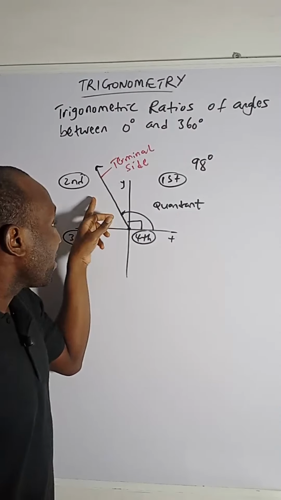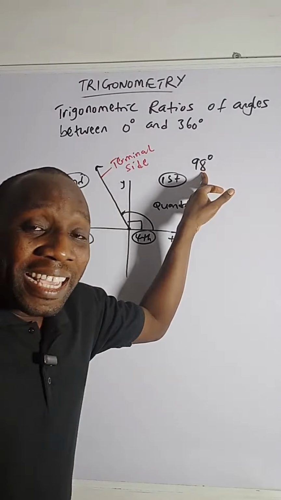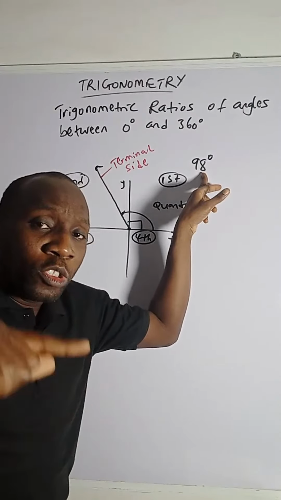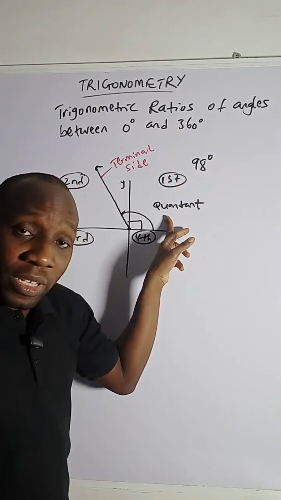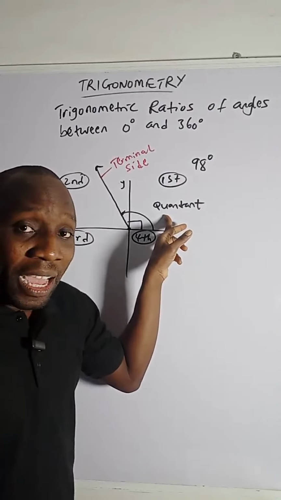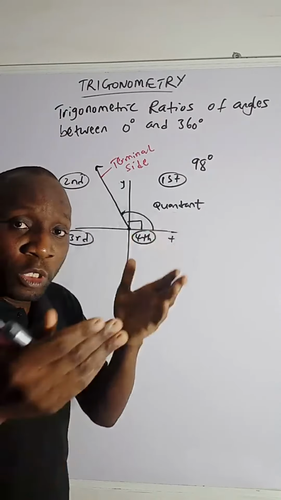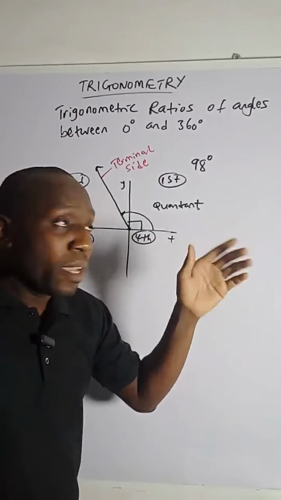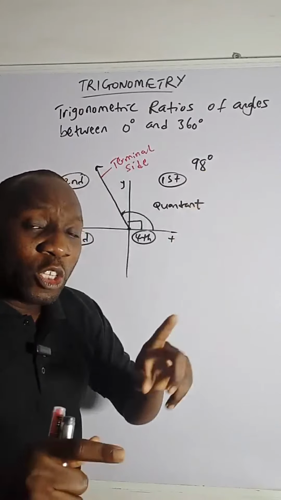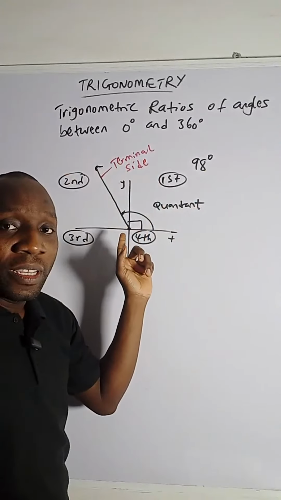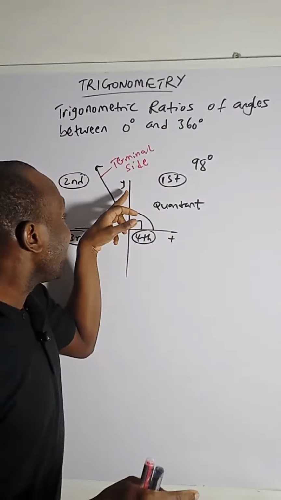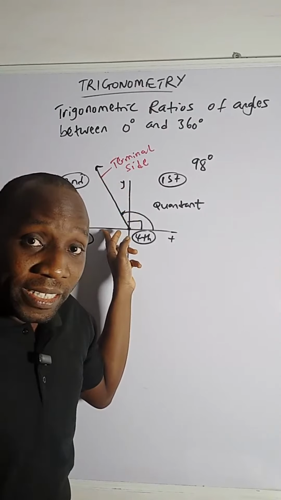So what we have here is that this angle lies in the second quadrant. It is not in the first quadrant. In the first quadrant, you have acute angles, between 0 degrees and 90 degrees. But when it goes beyond 90, you are going to the second quadrant. And the second quadrant lies between 90 degrees and 180 degrees.